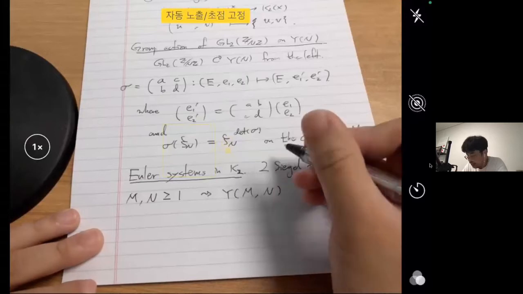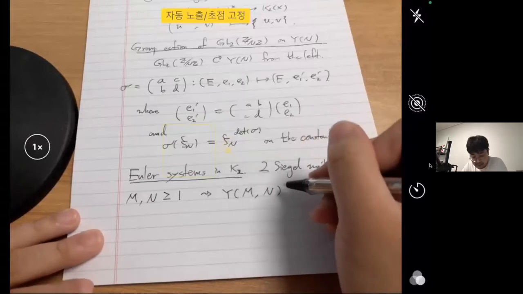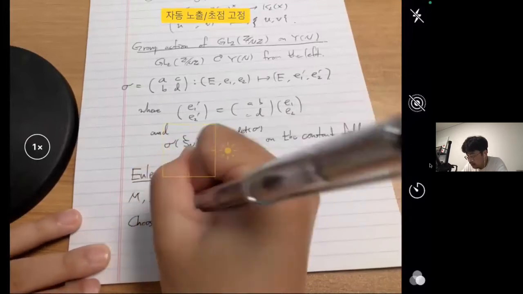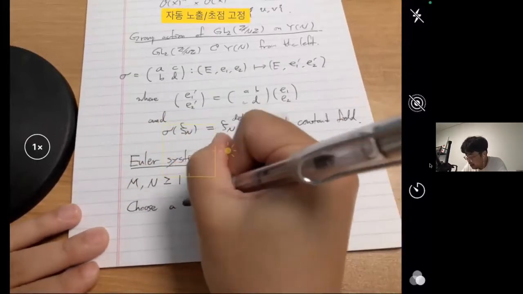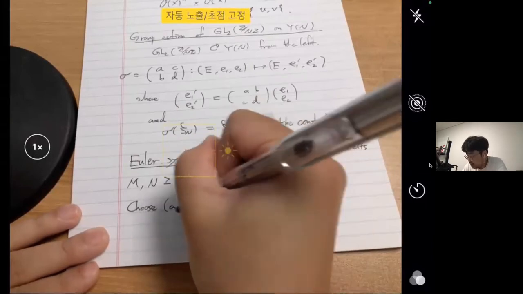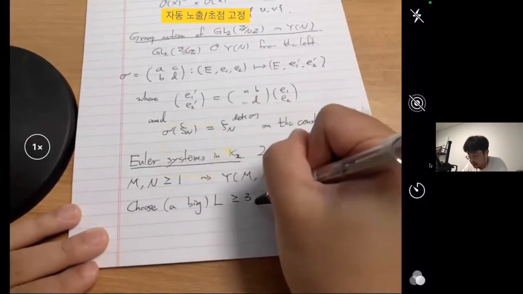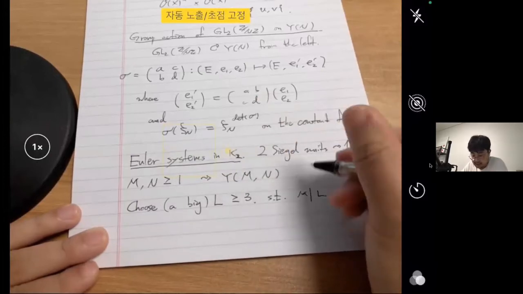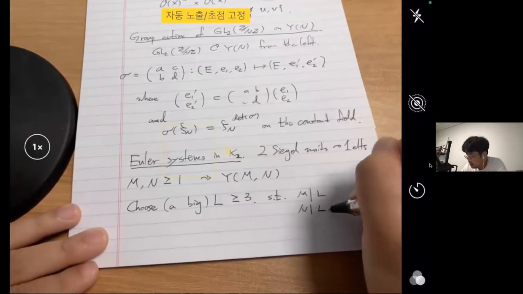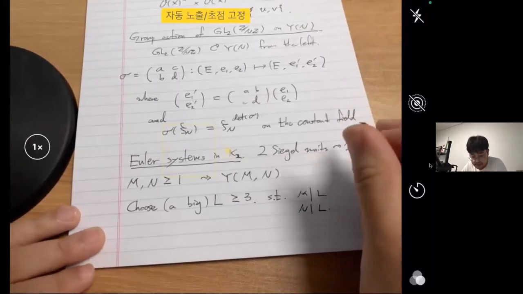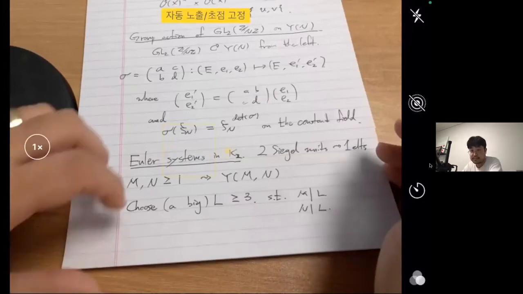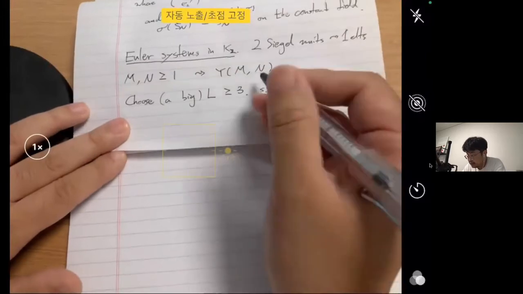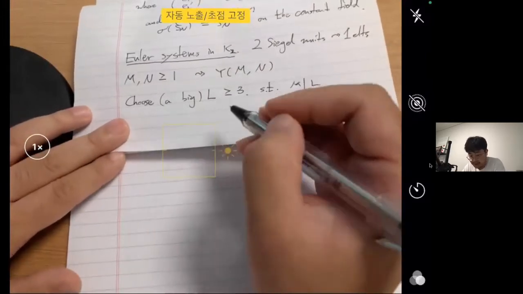And how do we get this? First we choose a big number, a big level, L larger than or equal to 3, such that M divides L and N divides L. So L is very large. And we will define this modular curve as the quotient of Y_L.